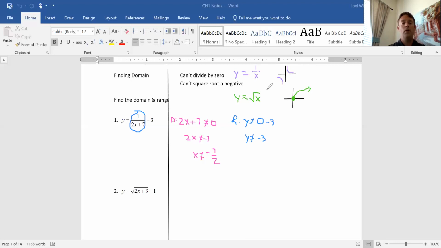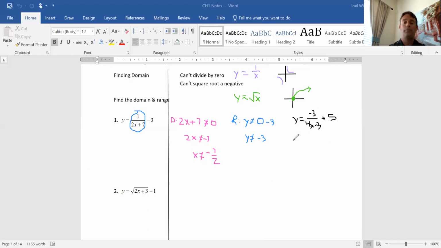Before we go too far, let's take a look at the next case. I think it would be a pretty good idea for you guys to try another one of these. So let me give you another one here. How about y equals -3 over 4x minus 3, plus 5. All right, go ahead and pause the video. I want you to find the domain and range for this function right here.